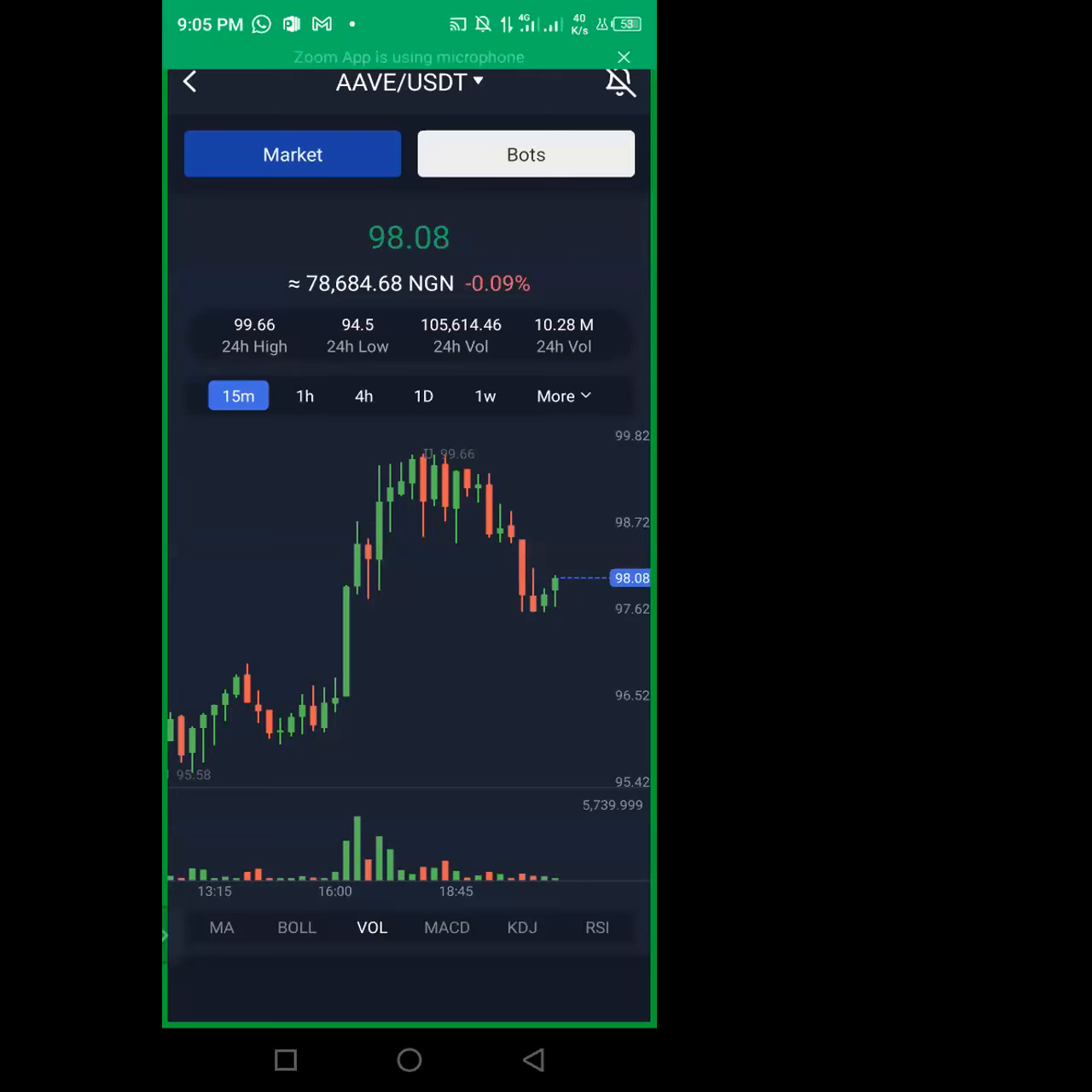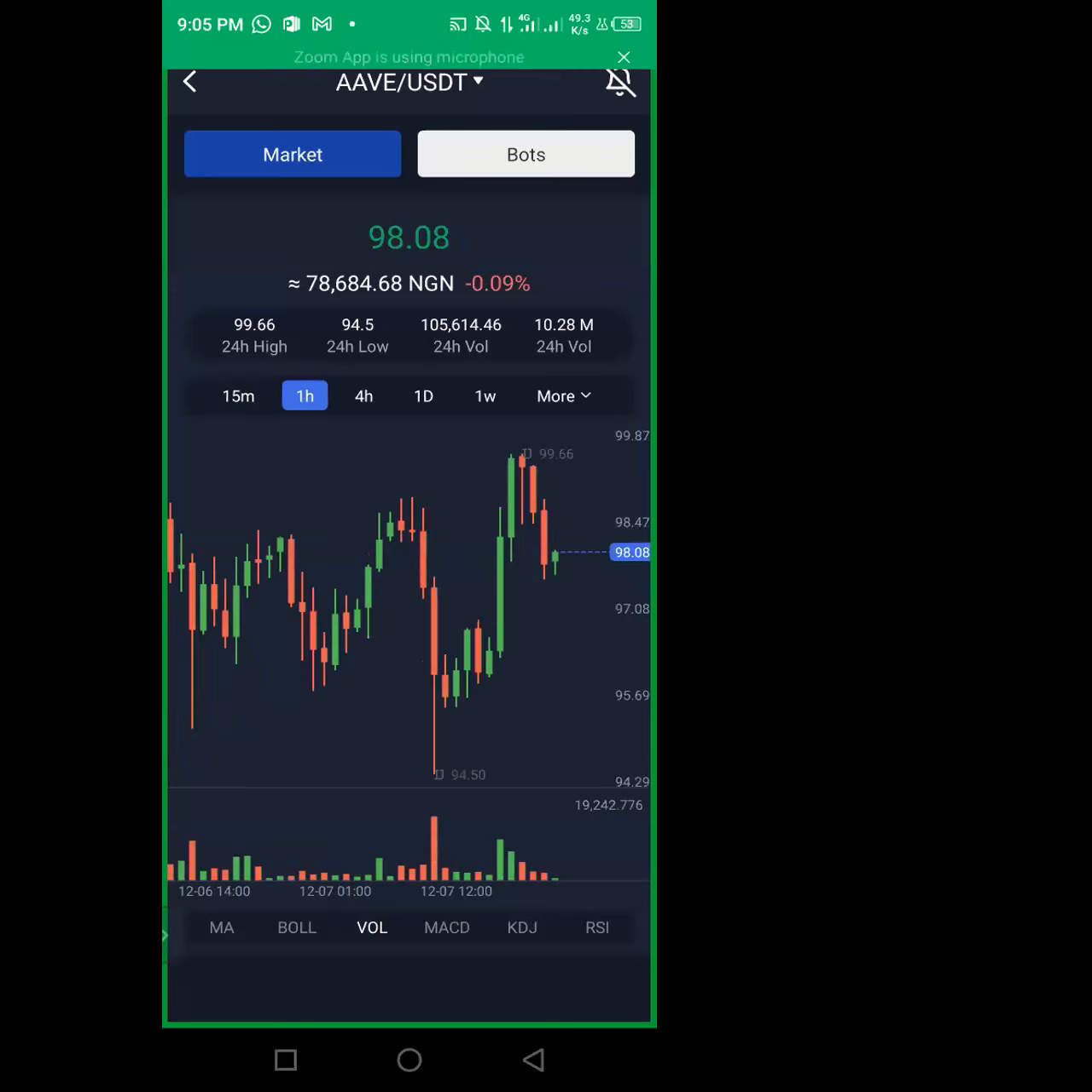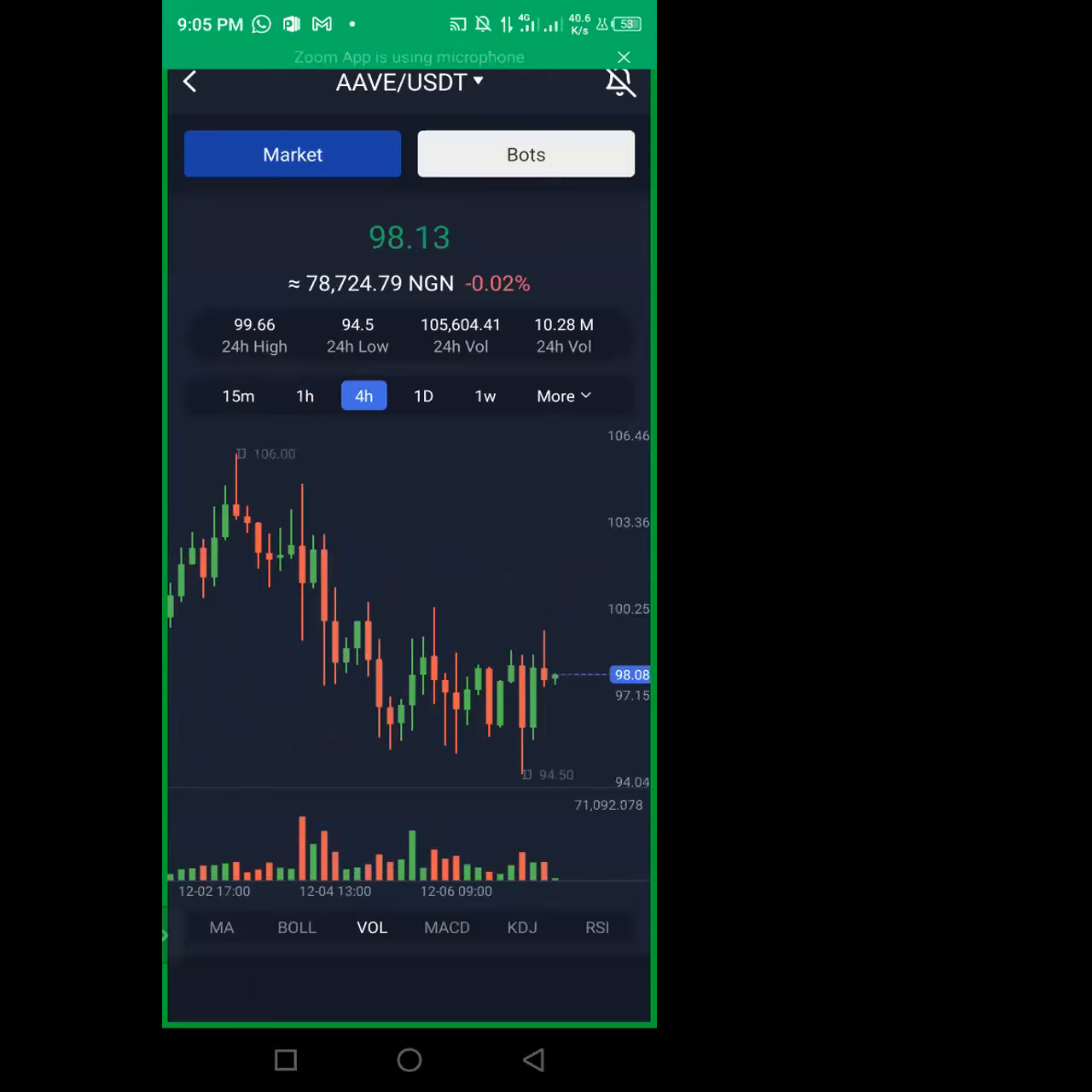But these are the charts. We have the 15 minutes time frame, we have the 1 hour time frame. Time frame means you see the movement of the coin in the space of 1 hour or of 4 hours. You see if the coin is going up or going down. Red means the coin was dropping, green means the coin was going up.